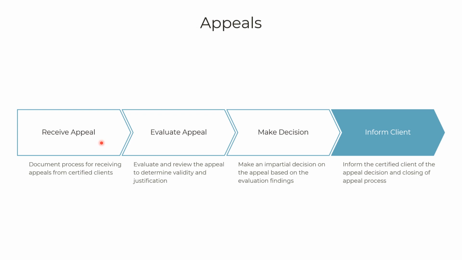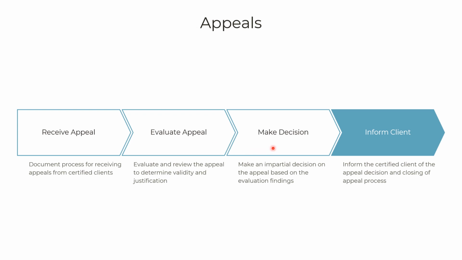If they believe there has been an error or misunderstanding in the audit process, the next step is to evaluate the appeal. This is where the substance of the appeal is carefully reviewed to determine its validity and justification. It's a thorough process that examines the reasons for the appeal, the evidence presented, and whether the audit was conducted in line with the established standards and procedures.